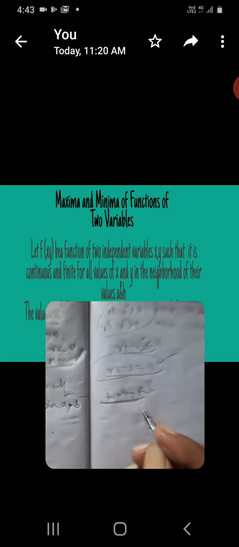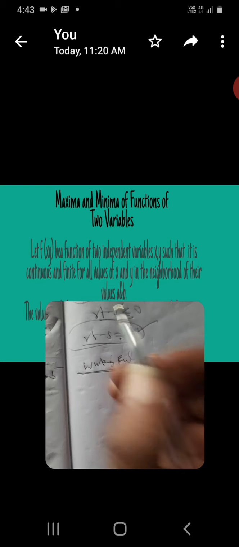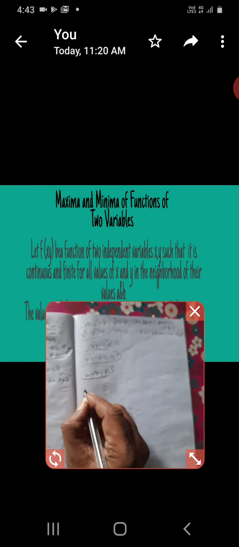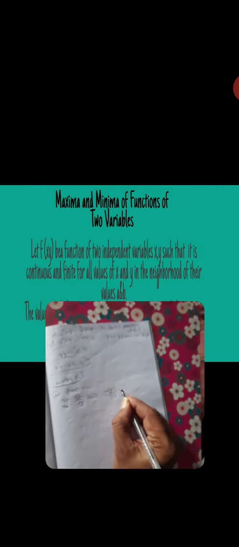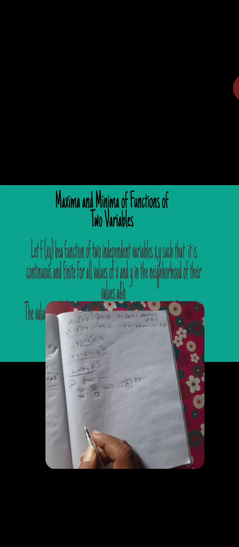From this working rule, there are five or six steps: step 1, step 2, step 3. According to this working rule, you apply it in our problems. First, the given function f of x,y is continuous. Find first dou f by dou x and dou f by dou y, and equate these two to 0. You get equation 1 and equation 2. From these two equations, solve for x, y.